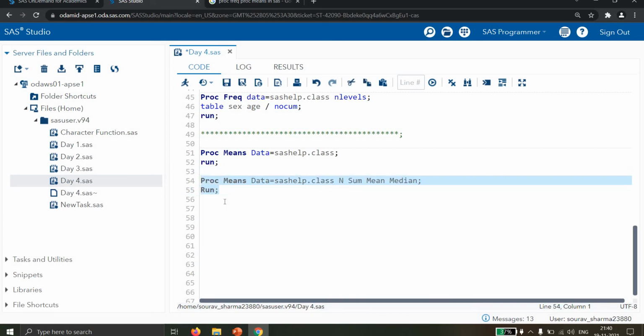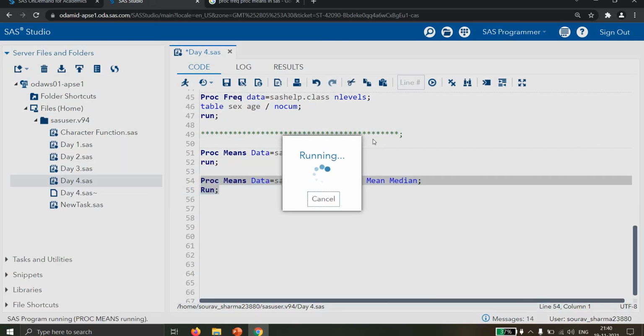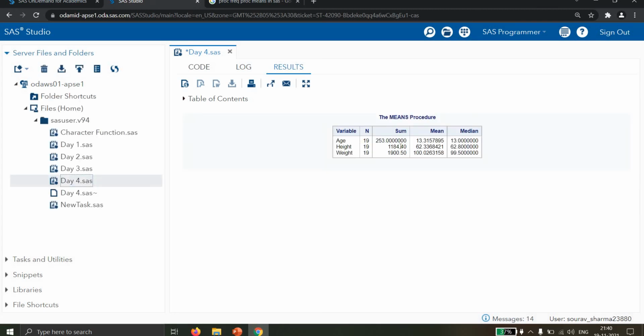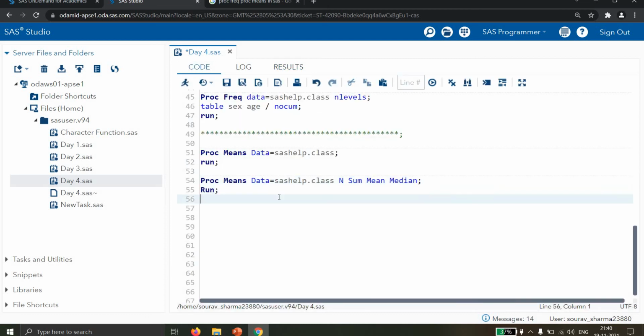Now if I run this statement, you can see here we have the specific output: the number of observations, what is the sum, what is the mean, what is the median. So according to your requirement it will give you all the things. How many observations, then we have the sum, then the mean, then the median.